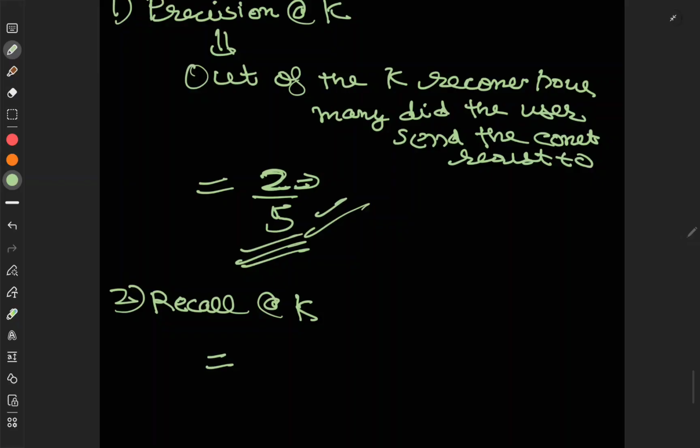So let's say k is something like 20. Just for this example, I'm taking k as 20. Now I know that in future the user sent 5 connection requests, let's say to 20 out of these 20 users. So the recall score would be 5 by 20.